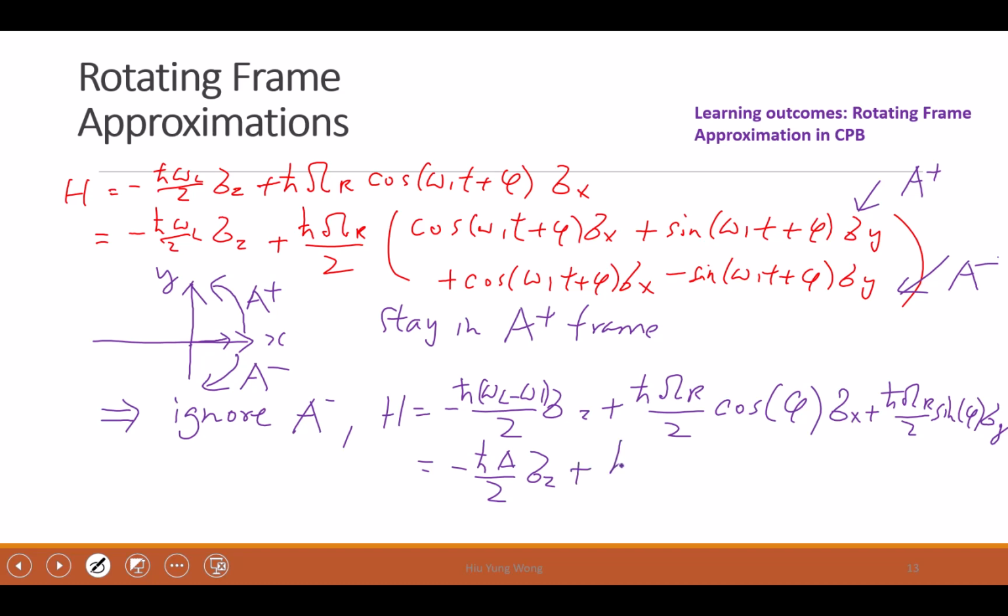And then I have this H bar omega L divided by 2 cosine phi sigma x plus sine phi sigma y. Do you recognize this equation again? Probably not, right? But we had that before the midterm.